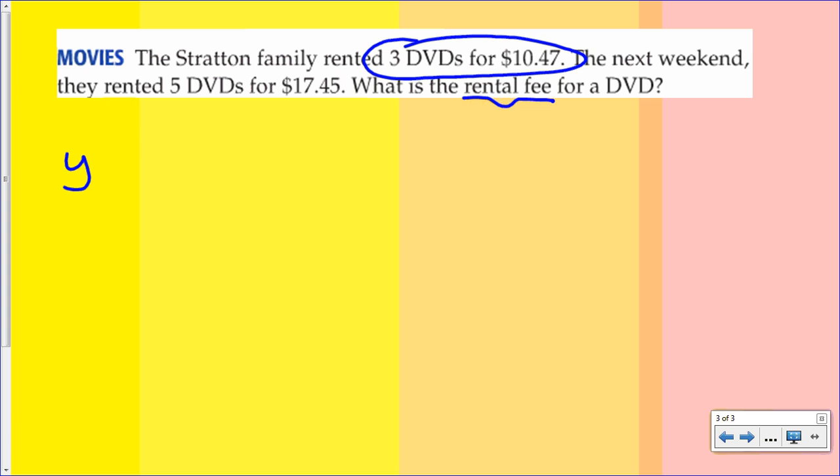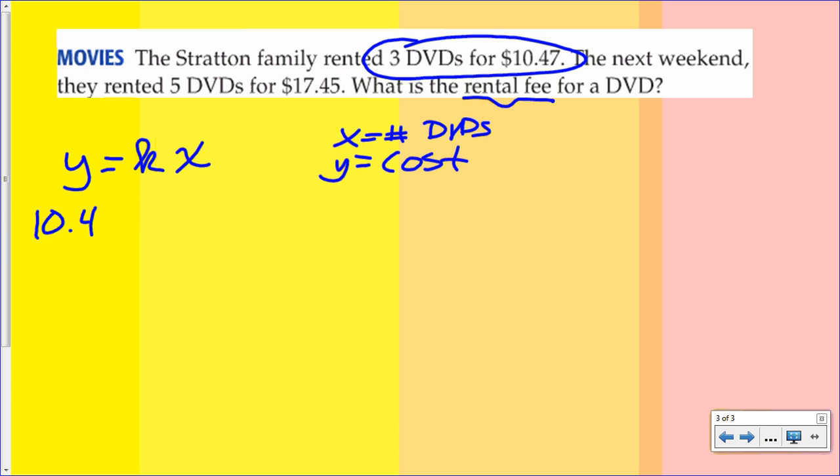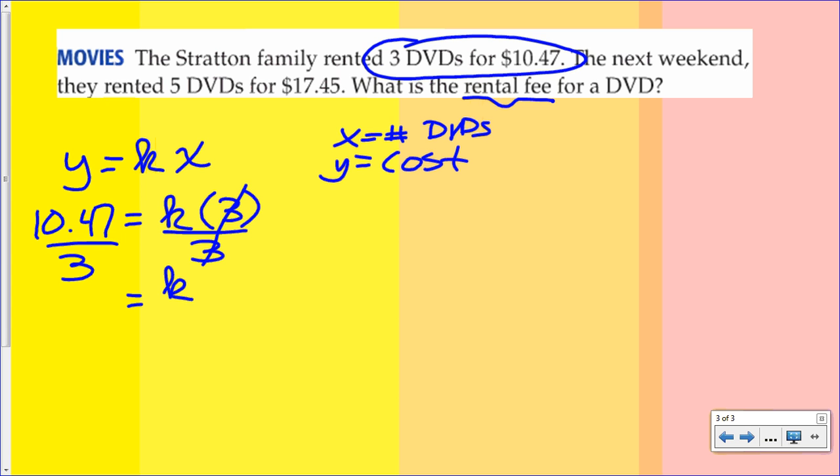So y equals kx. I'm going to make x equal the number of DVDs, and y is going to equal the cost. So cost is $10.47, and x is 3. In order to find what k is, I'm going to divide by 3 and divide by 3. And k is $3.49.